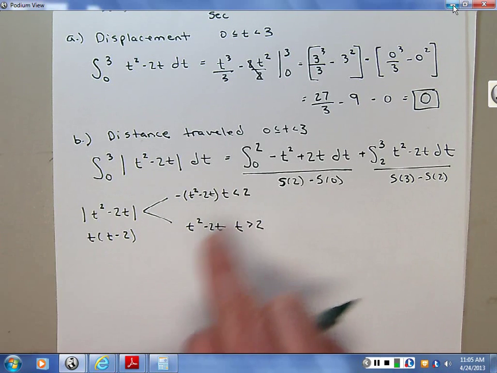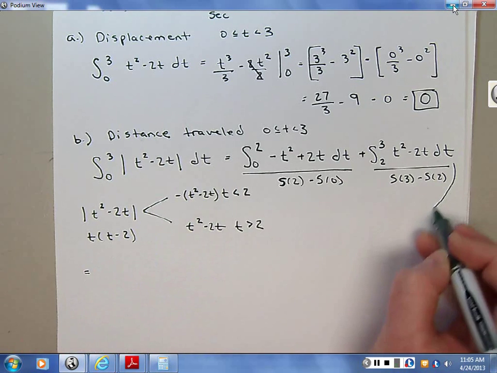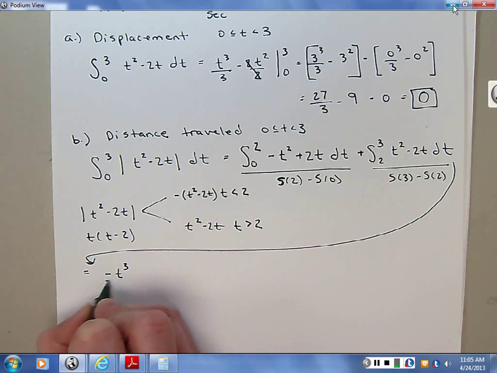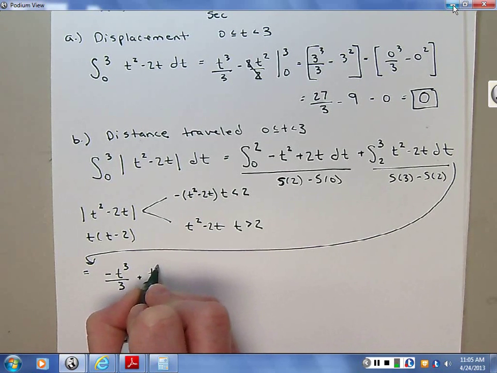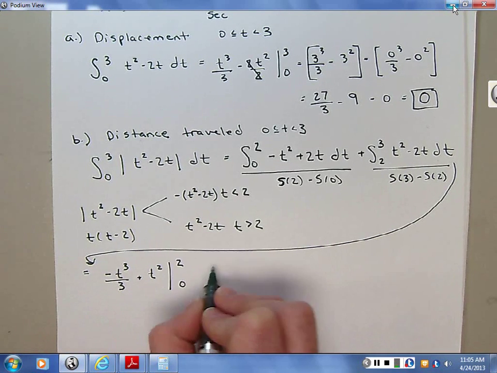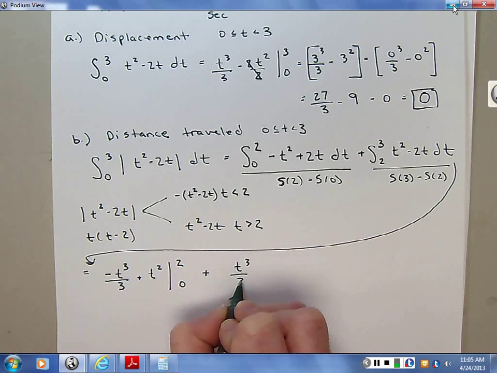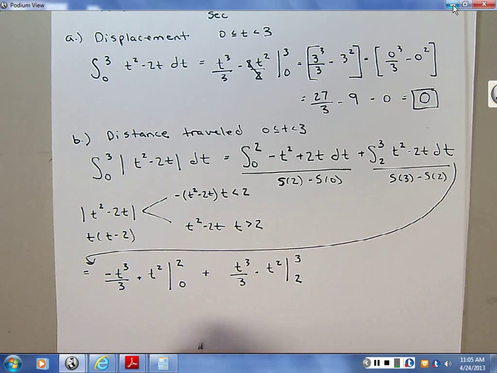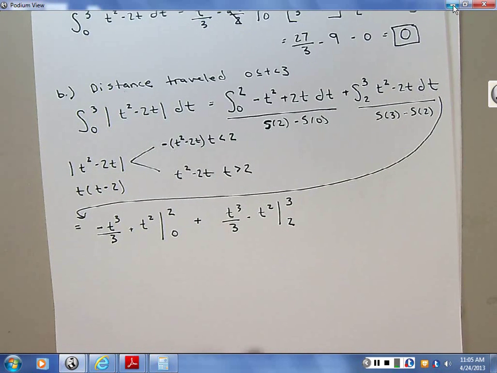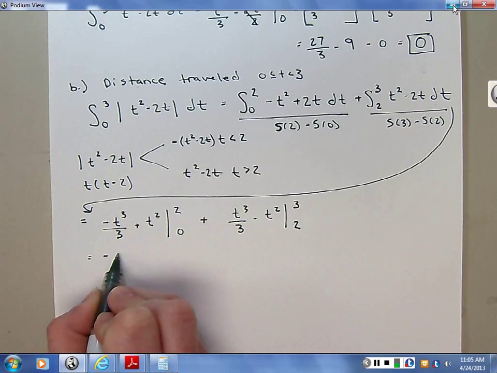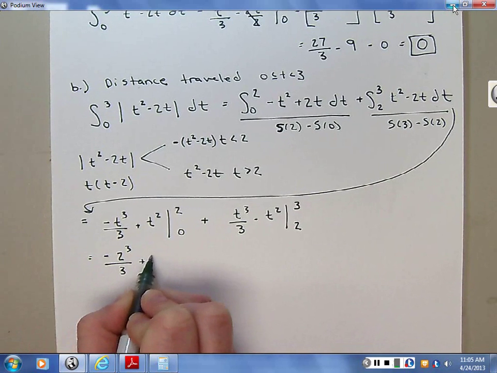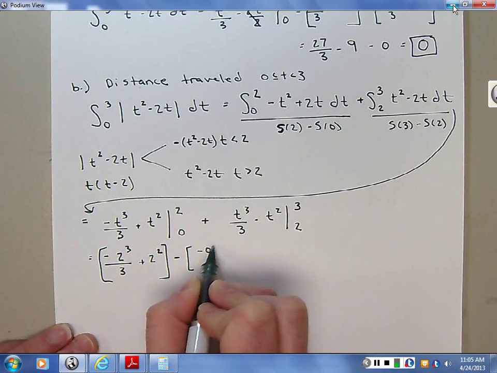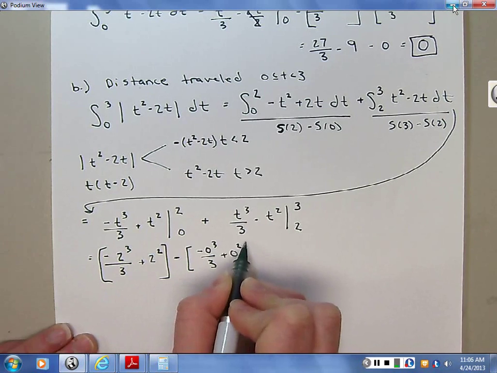But now let's go through from here. The antiderivative would be minus t cubed over 3 plus t squared, plus t cubed over 3 minus t squared. I'm going to plug in 2 and subtract when I plug in 0 for the first part, and plug in 3 and subtract when I plug in 2 for the second part. So this is minus 2 cubed over 3 plus 2 squared, minus minus 0 cubed over 3 plus 0 squared.